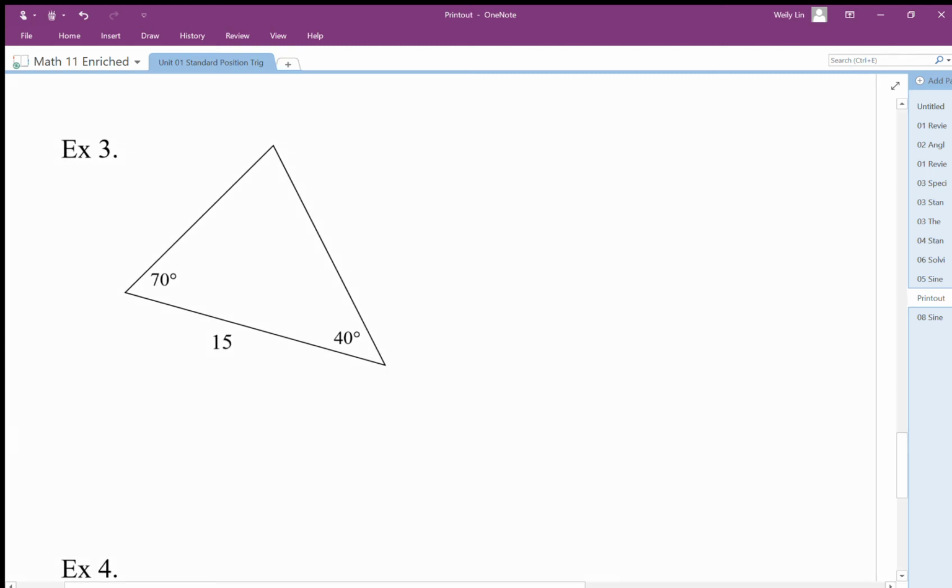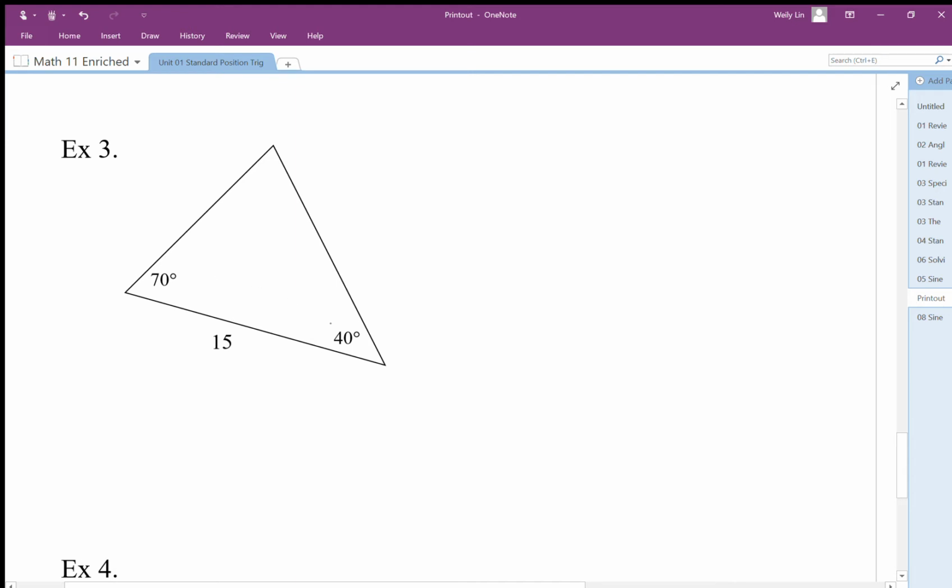So here we have an angle, a side, and an angle. What we look for is that angle and opposite side pairing. So there is no angle opposite side pairing. However, anytime we have three pieces of information, we probably can solve this triangle.